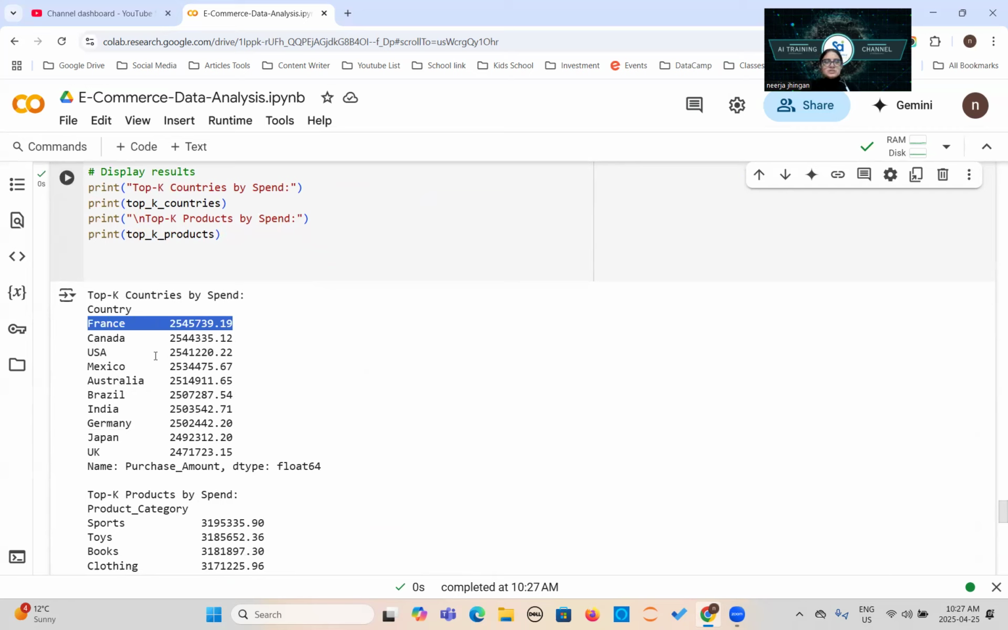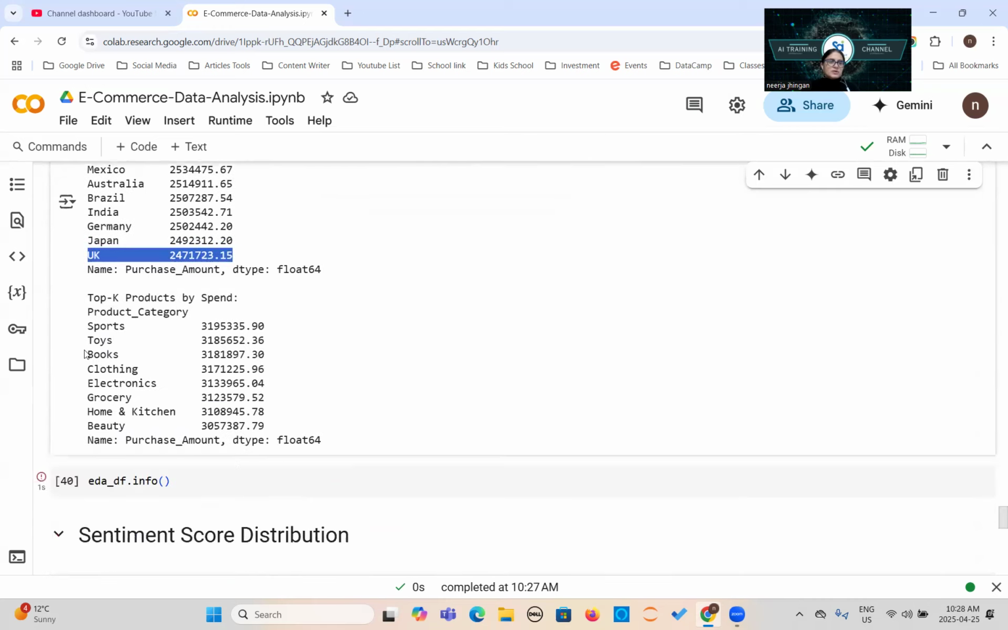France spends the most money, and the least money is spent by the UK. And if you look at this, sports is the category on which people are spending more money. This is the biggest piece of information for your stakeholders. This means they can increase sports products for the country that is spending the most, France. You can also do this. This is very useful information, right?